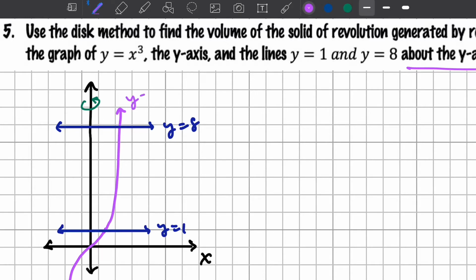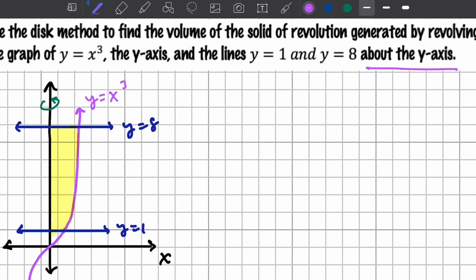Now, this is y equals x cubed. Now I'm going to shade the region that is bounded by the graph and the two horizontal lines and the y-axis. So this will be the region right in here. Notice again, there is no gap between the axis of rotation and the region. There's no gap. So let's set it up.